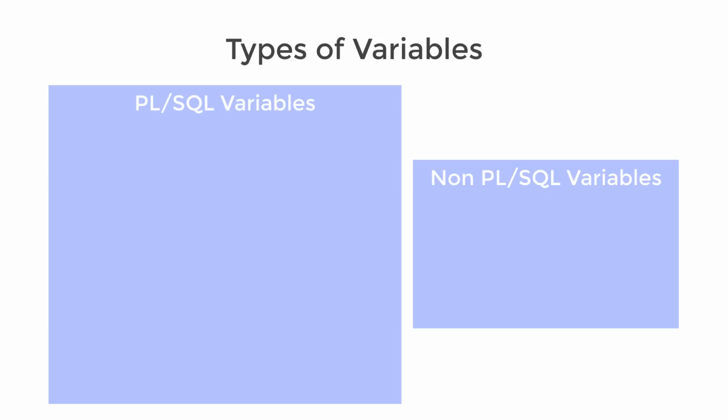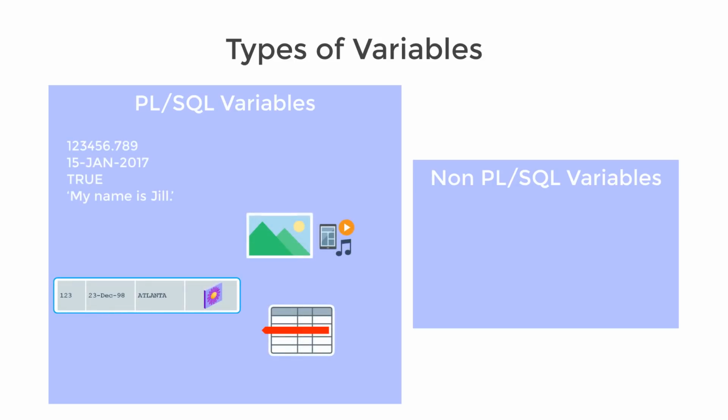Every PL/SQL variable has a data type which specifies a storage format, constraints, and a valid range of values. PL/SQL supports several data type categories including scalar, large object, composite, and reference. Non-PL/SQL variables include host language variables declared in pre-compiler programs, screen fields in web apps, and host variables. You learn about host variables later in this lesson.